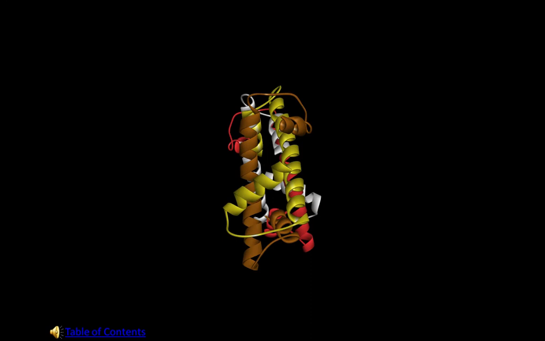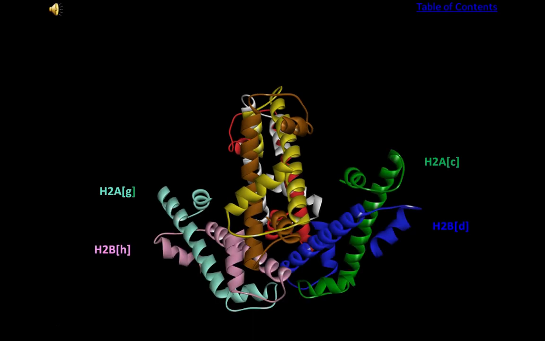Next, just for a moment, I'm going to add back the other 4 subunits of the octamer to show where they sit relative to the H3H4 tetramer. The remaining subunits are H2A and H2B. The green and blue C and D chains project out to the right of the H3H4 central trilaminar structure, and the turquoise and pink G and H chains to the left.